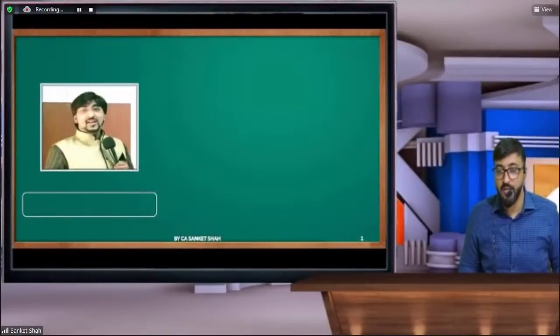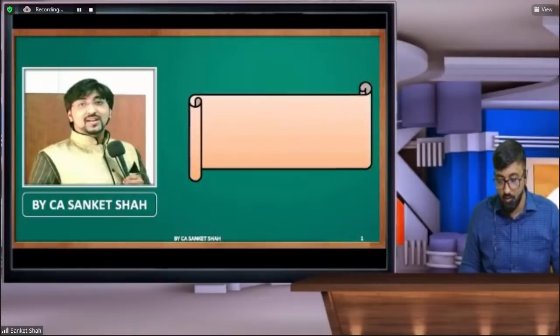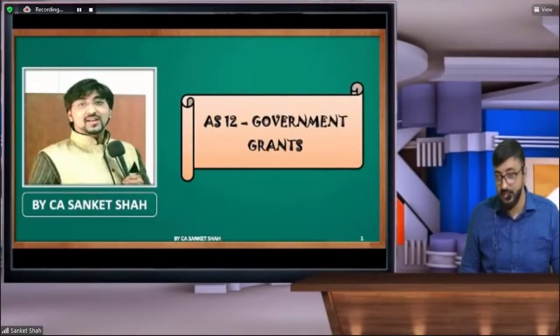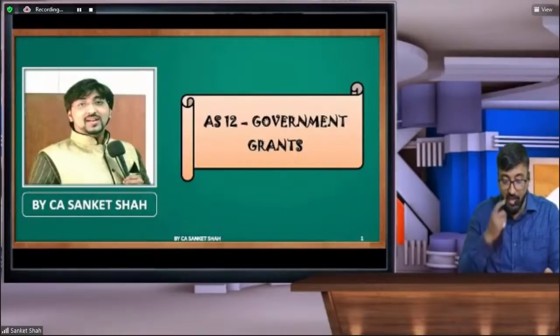Welcome to Accounting Standard 12. Now see, this is government grants. Accounting Standard 12 is government grants. So the first question in your mind: why this standard? Before starting any standard, the first question is why, and the second question is whether this is an accounting standard or a disclosure standard. Can you tell me in the comment section whether this is an accounting standard or a disclosure standard? Yes, fast. Today it is all theory, so we will understand the whole theory part today.